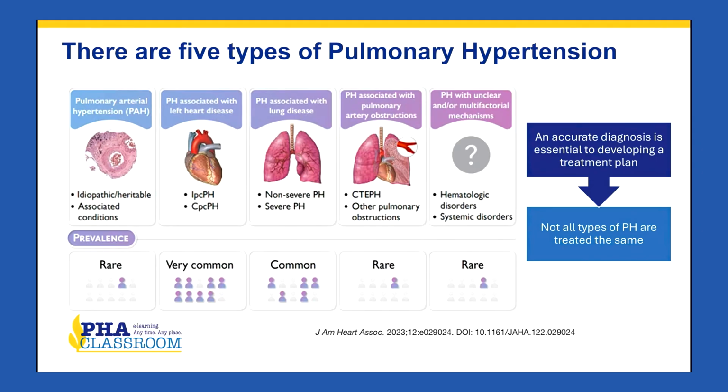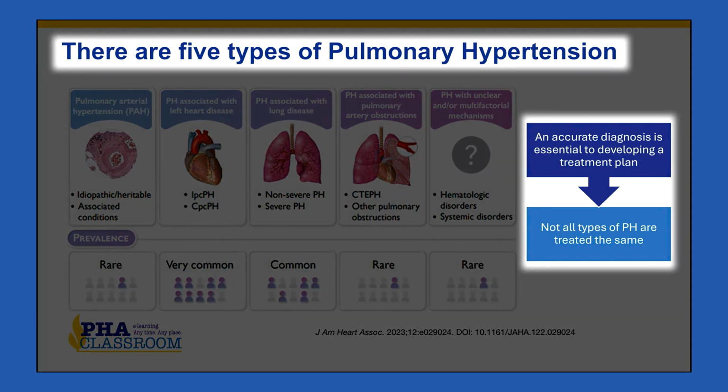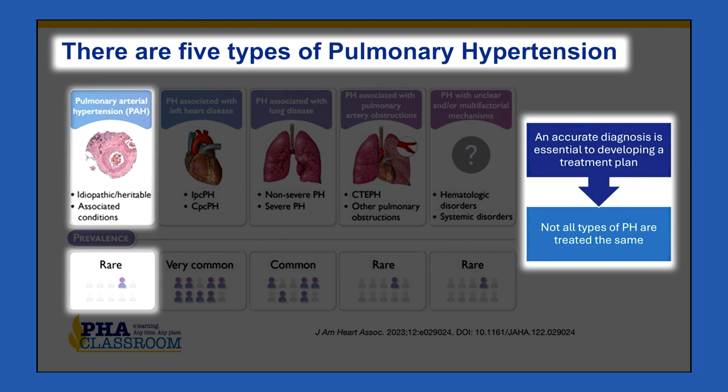You may have seen this chart before, but there are 5 basic categories of pulmonary hypertension that the World Health Organization recognizes. These are grouped together because these disease states have similar characteristics from a hemodynamic perspective, and they are treated similarly. So the first group is pulmonary arterial hypertension.